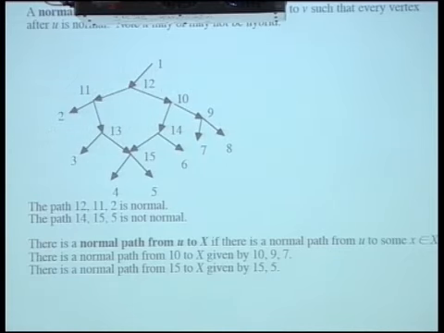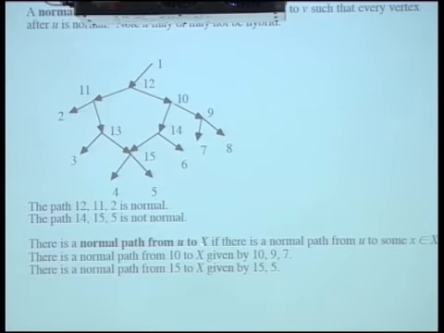So how do we recognize such networks? A normal path, what I'm going to call from U to V, is a directed path such that each vertex after the first is normal. So 12, 11, 2 is normal, because 11 is normal, 2 is normal. 14 to 15 to 5 is not normal. We start at 14, but we went through 15, which was hybrid, not normal. So that eliminates that possibility.